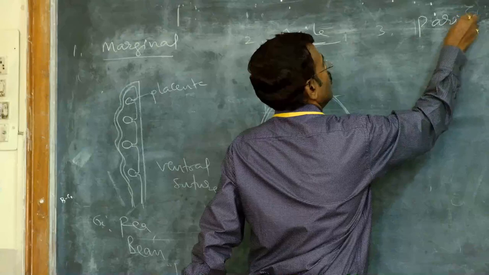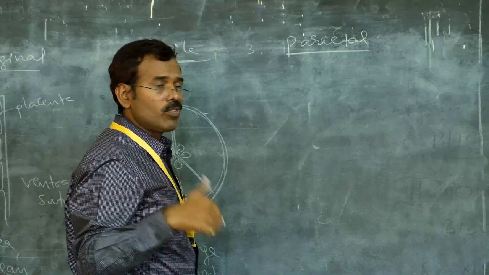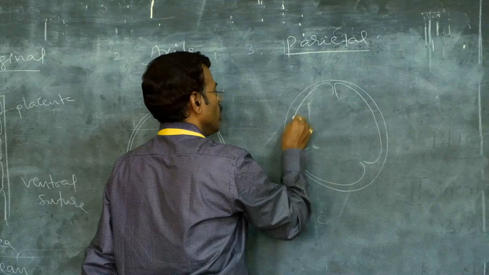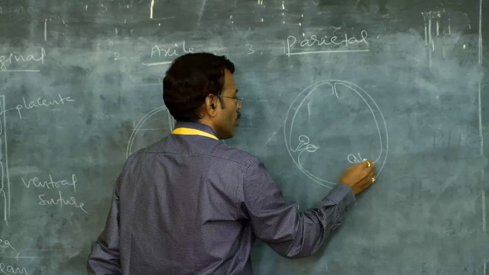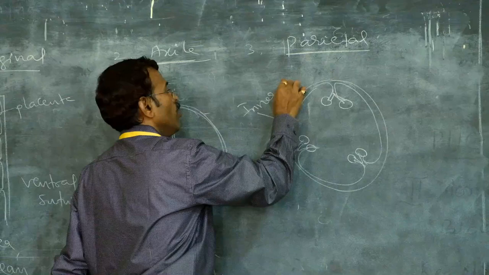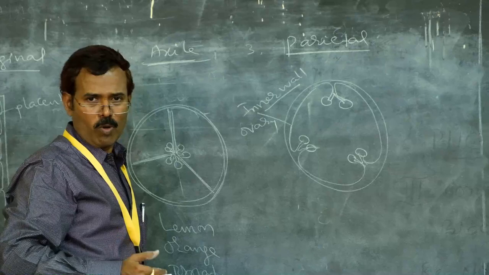And the third one, parietal placentation. In parietal placentation, the ovary can have two carpels or more, but usually only a single locule. This is the outer wall of the ovary. This is the inner wall of the ovary. The placenta bearing ovules arises from the inner wall of the ovary. That's why it is called parietal placentation. So here again, it is unilocular.